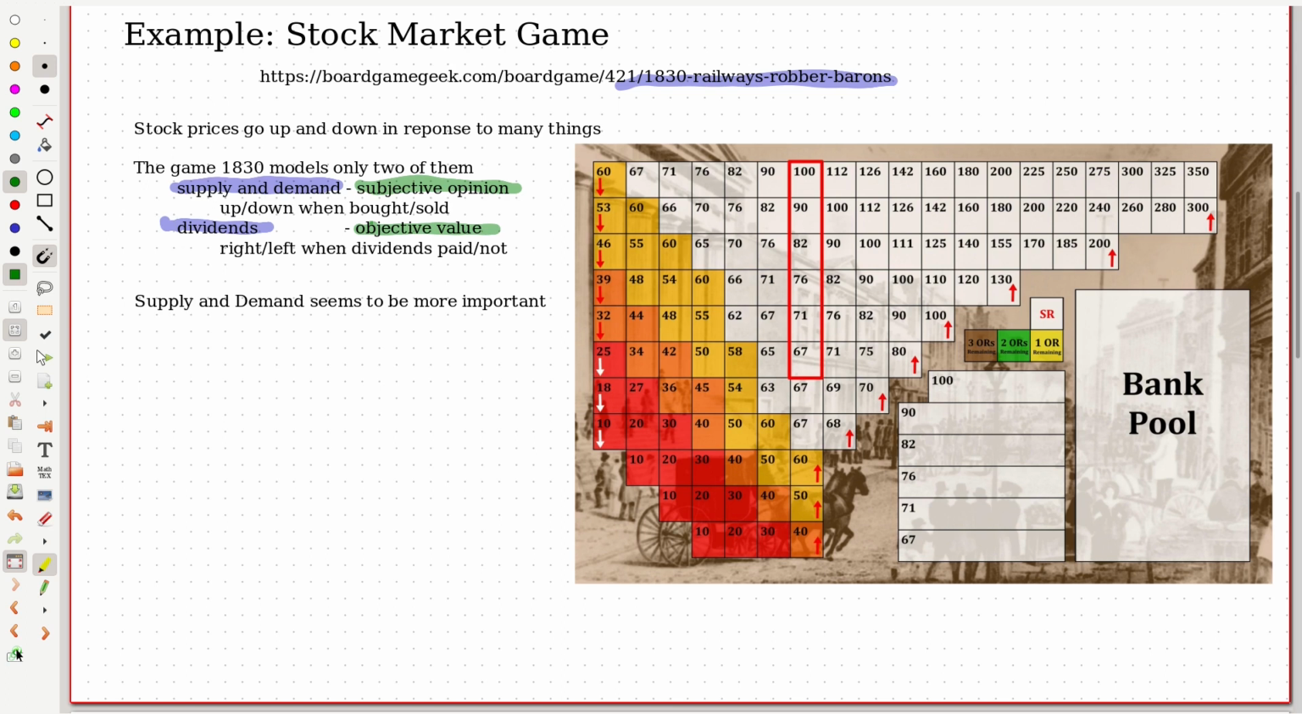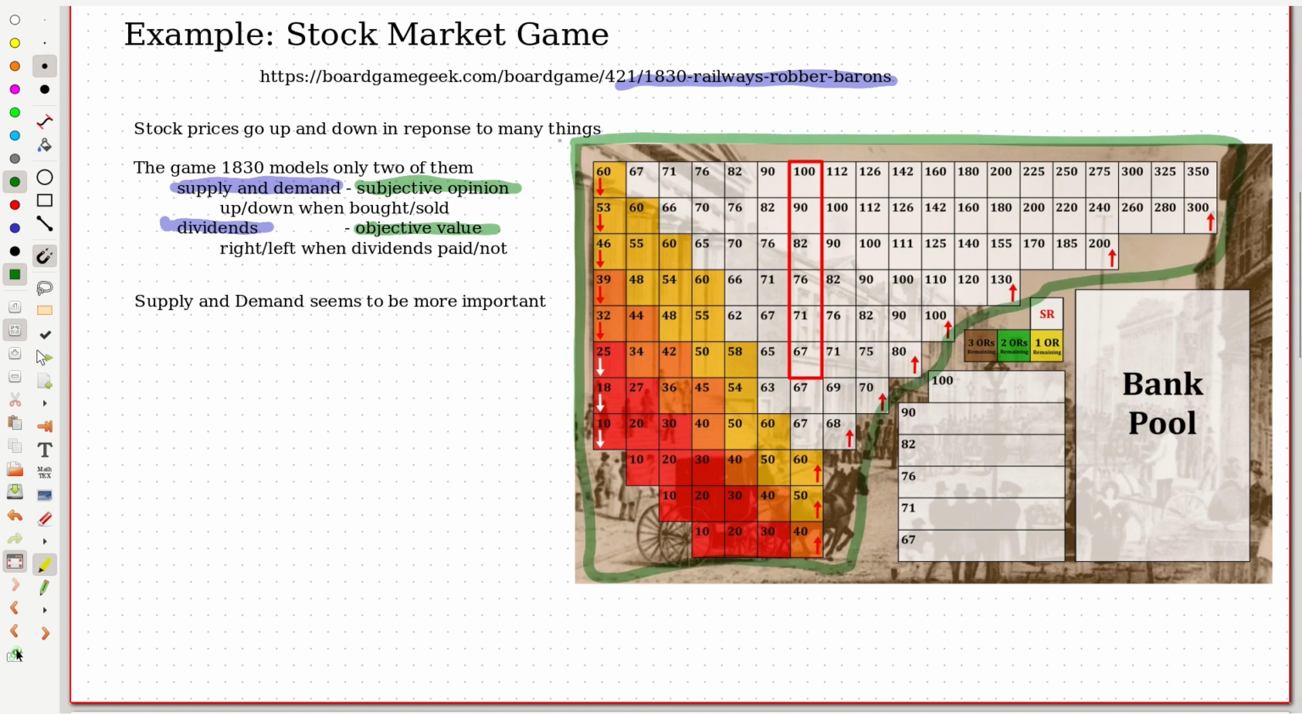Okay, now the way the game models these two things is by representing the stock prices on a two-dimensional table, as you see over here. So the main thing is this system of cells that we have here. Really, just this part of the graph. That's the one I'm interested in. That's where the game models stock prices.